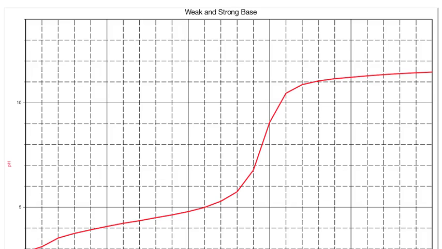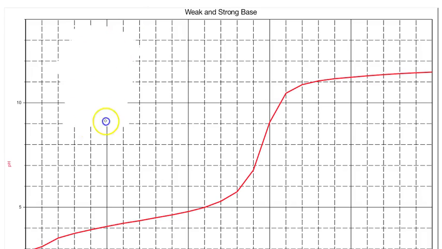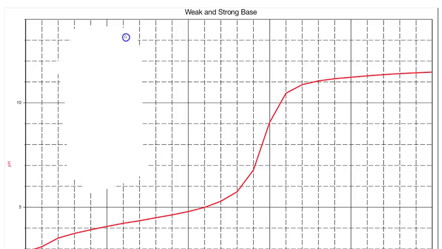Okay, so what do we have here? Let's think about what's going on. In this lab, what I have is a weak acid strong base titration. There will be a weak acid base equilibrium that occurs. Yes, that's important. So let's consider what happens here.